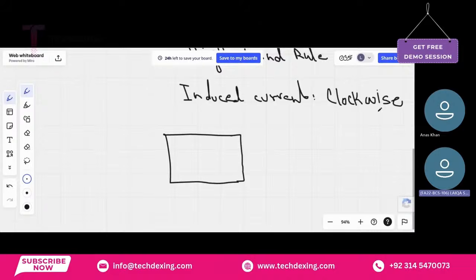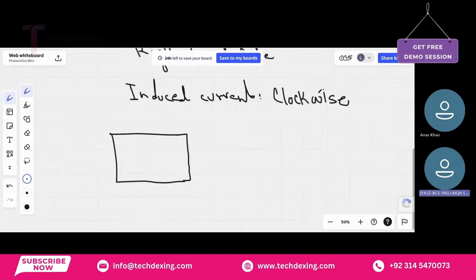You are given that the current is flowing clockwise. Now you have to tell whether it will go from left to right or right to left. We have the induced current moving in the clockwise direction in the top wire. Will the current move from left to right like this or from right to left like this? Which is correct?